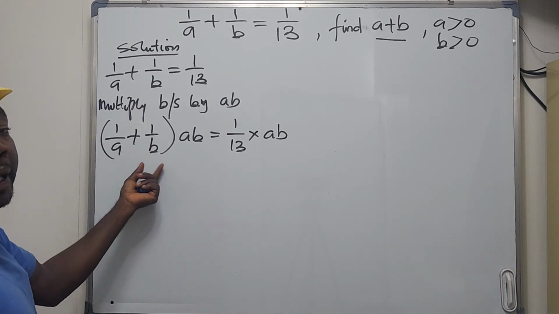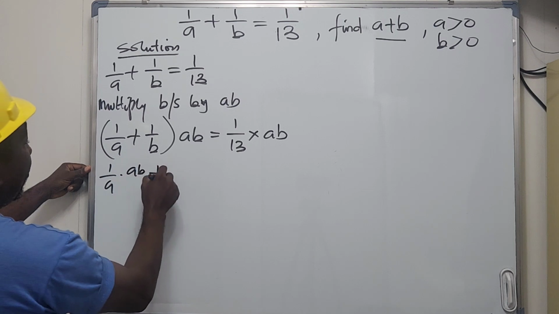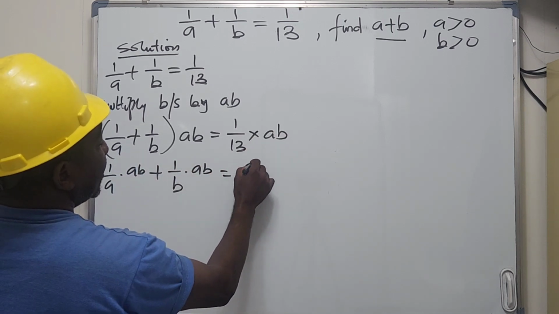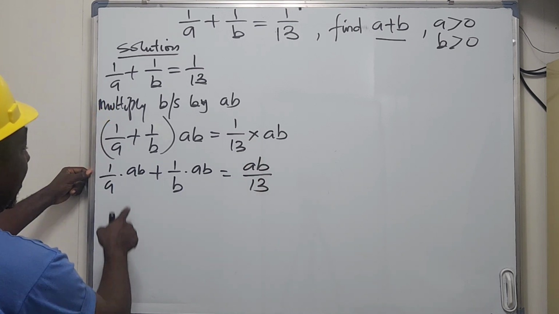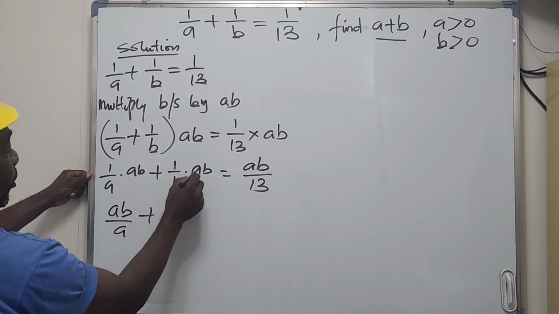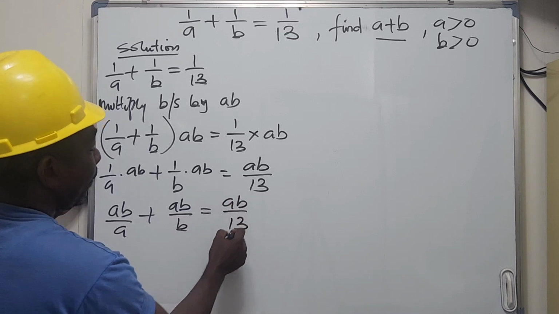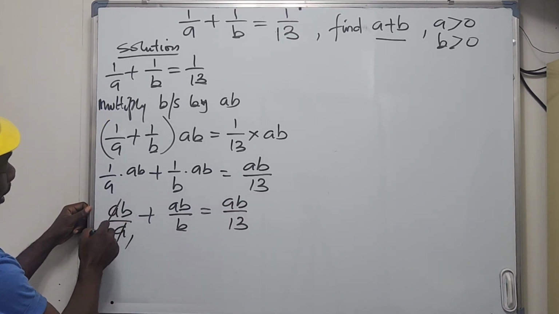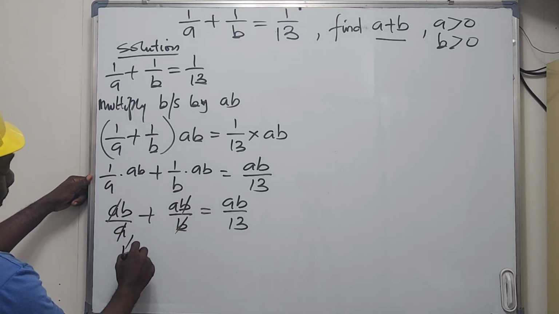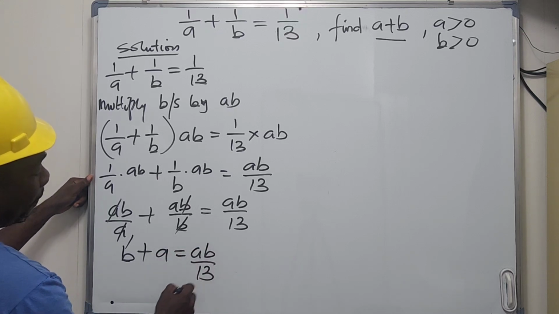So here when we expand this parenthesis, we have 1 over a times ab plus 1 over b times ab equals ab all over 13. This is the same as ab all over a plus ab all over b equals ab all over 13. You can see that a will cancel here and a will cancel here. b will cancel here and b will cancel here. We are now left with b plus a equals ab all over 13.